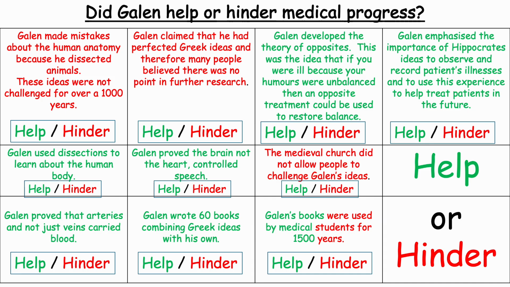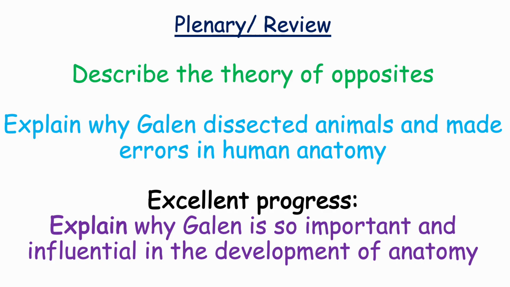Galen used dissections to learn about the human body. This helped. Galen proved the brain, not the heart, controlled speech. This helped. The medical church did not allow people to challenge Galen's ideas. This obviously hindered. Galen proved that arteries, and not just veins, carried blood. This helped. Galen wrote 60 books combining Greek ideas with his own. This helped. Galen's books were used by medical students for 1,500 years. It somewhat helped, but also hindered medical progress.